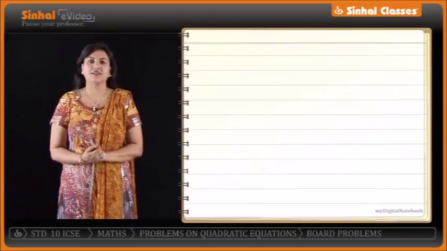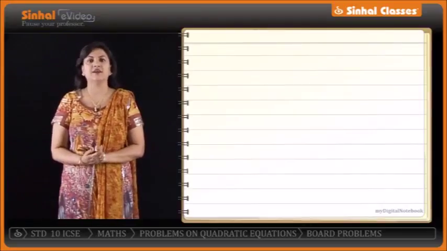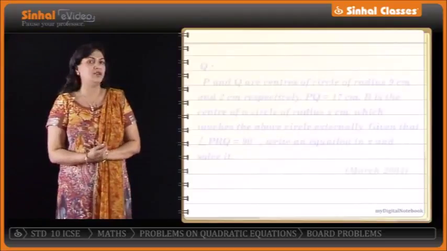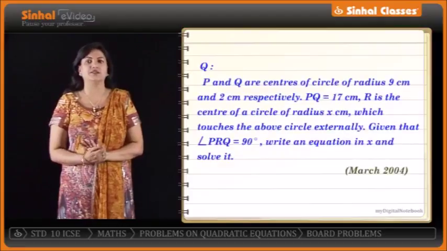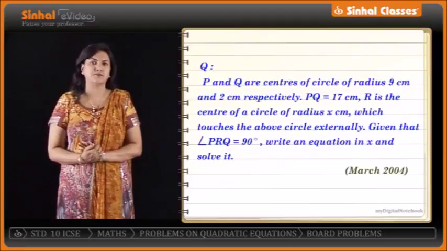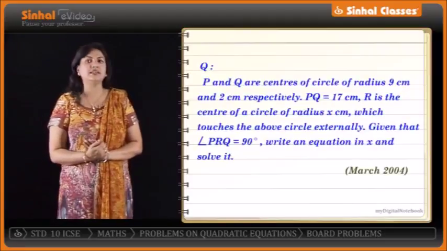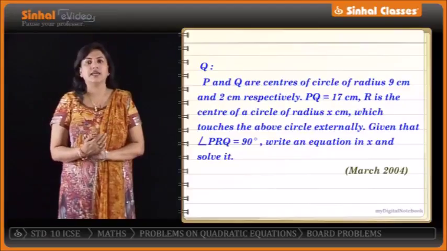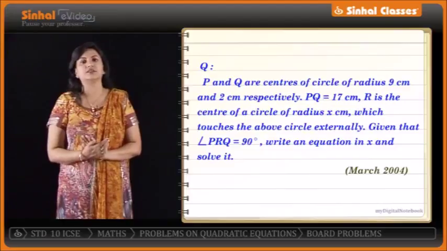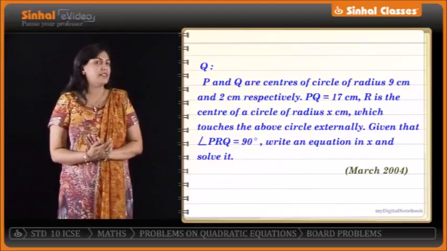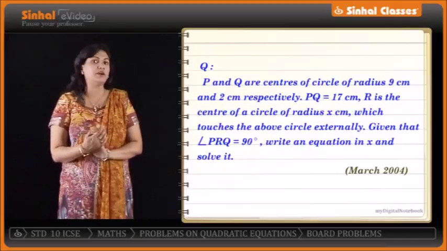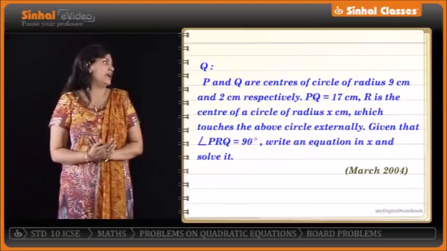Now let's solve some board problems. We start with March 2004 board question, which is: P and Q are centers of circles with radii 9 cm and 2 cm respectively. PQ is 17 cm. R is the center of the third circle which touches the above two circles externally. Given that angle PRQ is equal to 90 degrees, write an equation in x and solve it.